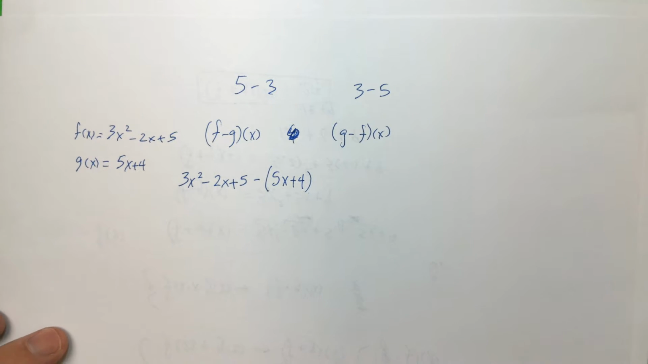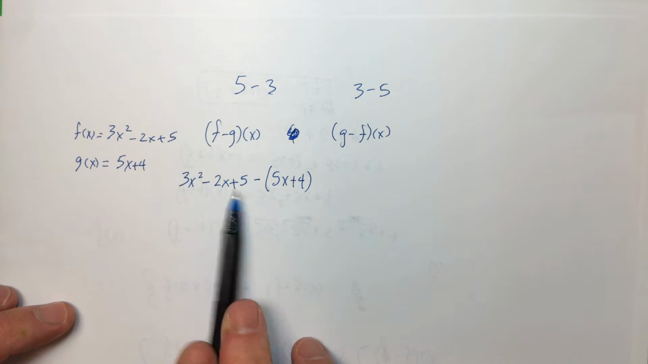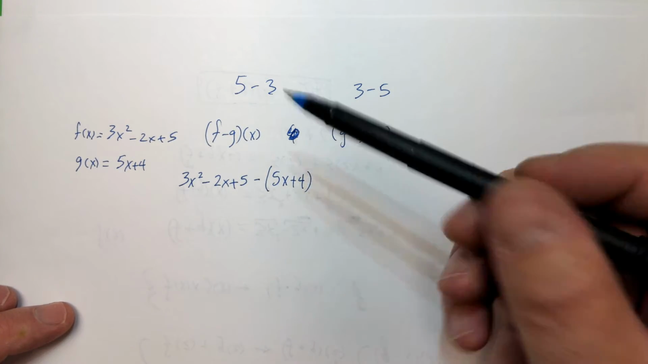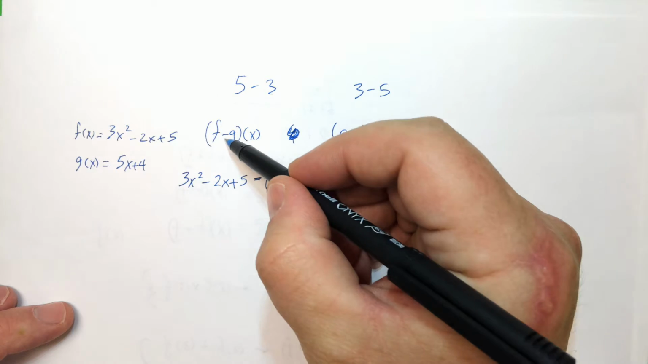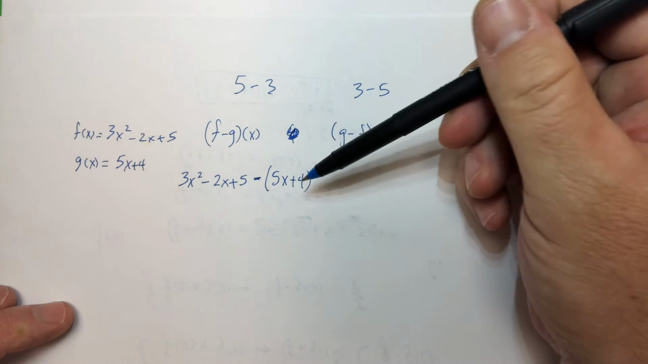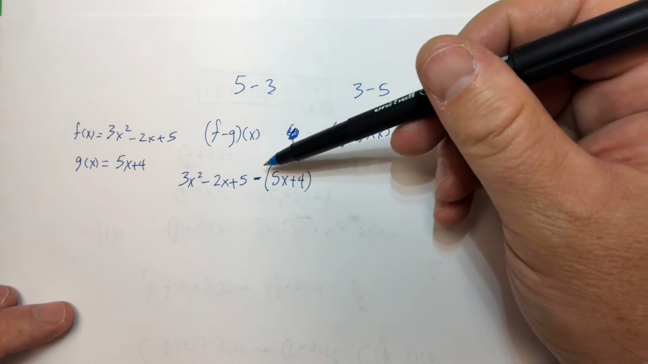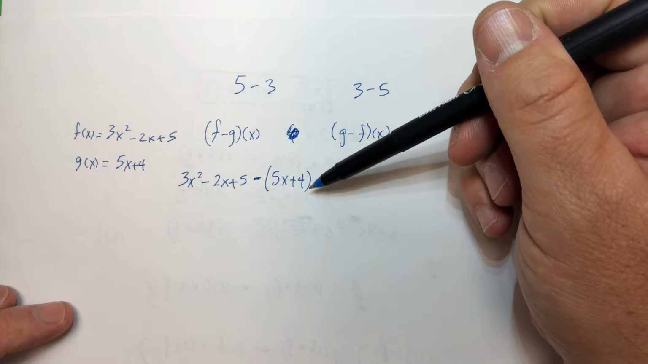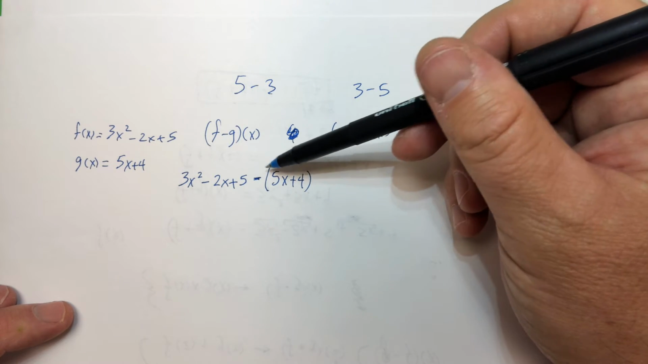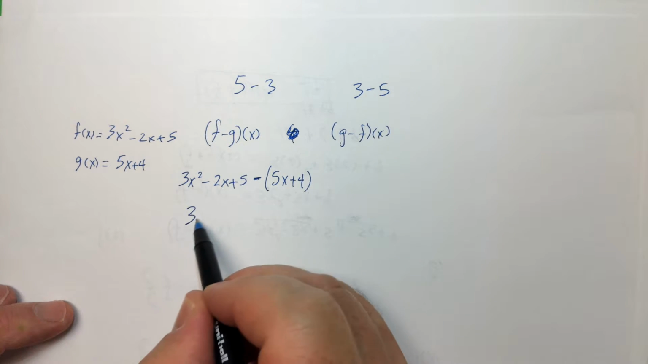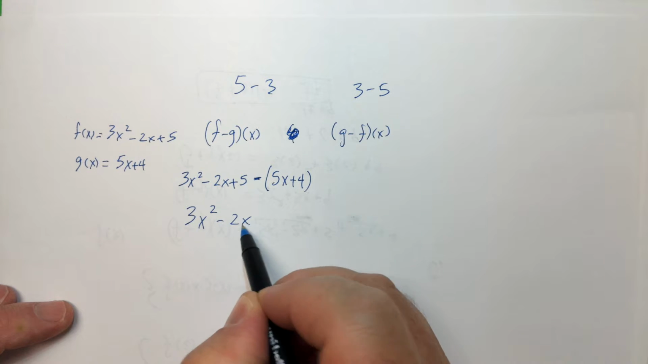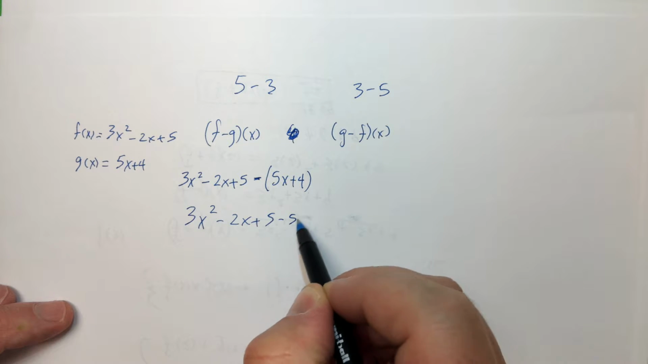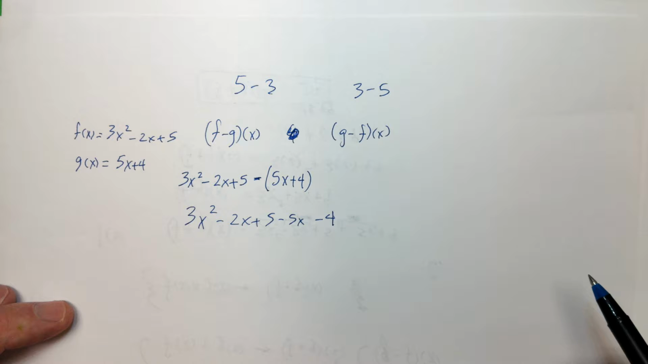Okay. Now, check this out. This is right. Okay? This is how you do it. You're subtracting all of this function. If you don't put the parentheses, then what you're going to do is minus 5x and plus 4. But with the parentheses, of course, that means you're subtracting it all, so it's going to be 3x squared minus 2x plus 5 minus 5x minus 4, right?